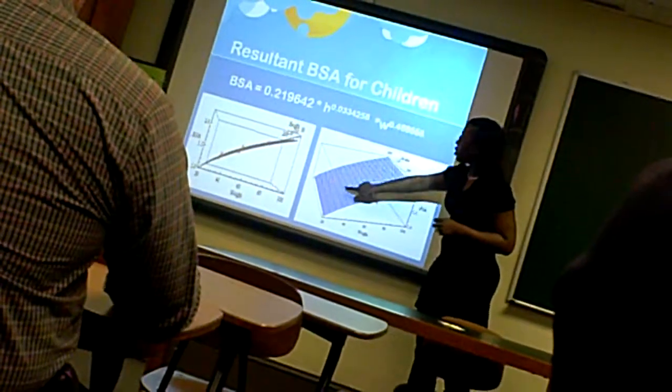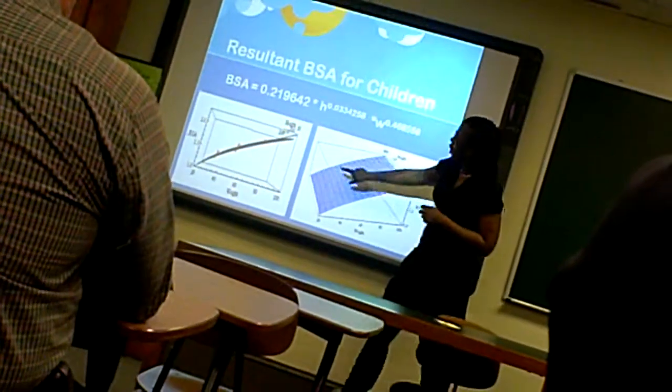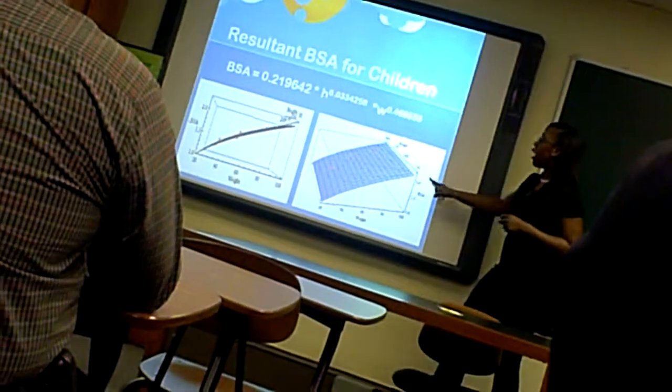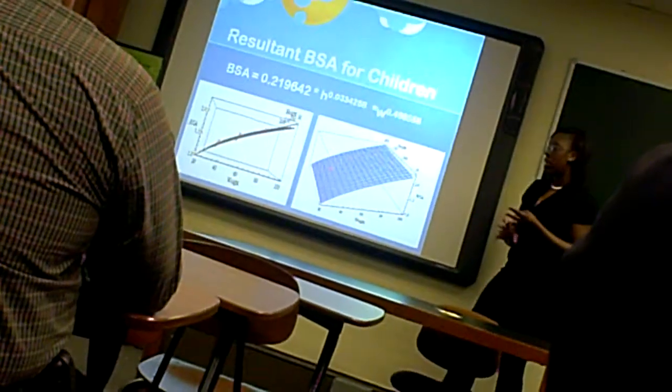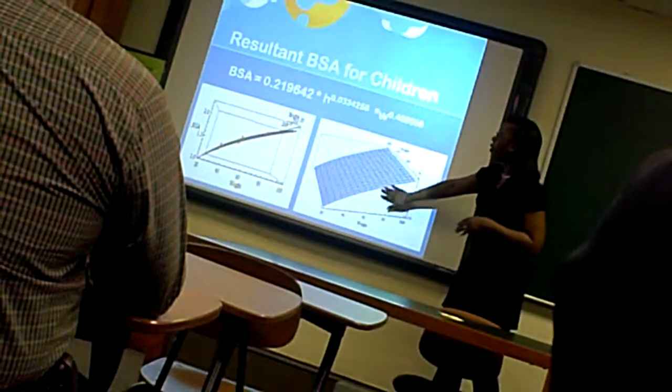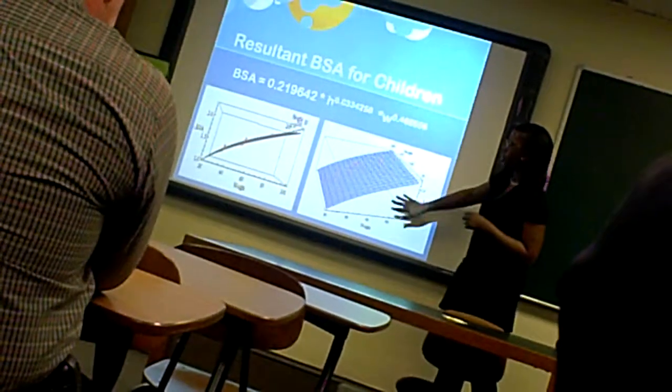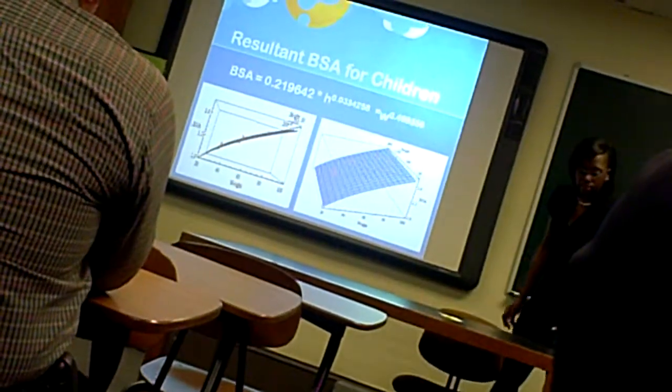The 5 dots, you can only see like 4 from here, but you can see all 5 there. And those dots were the weight, the height, and the BSA, not the log. The blue surface is my body surface area equation. As you can see, it was a good fit.